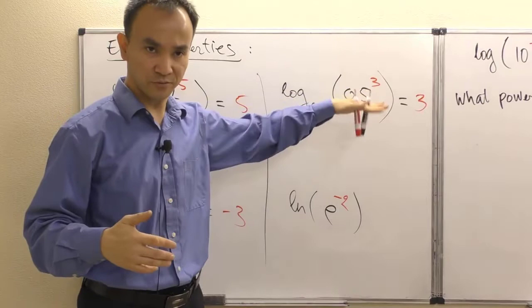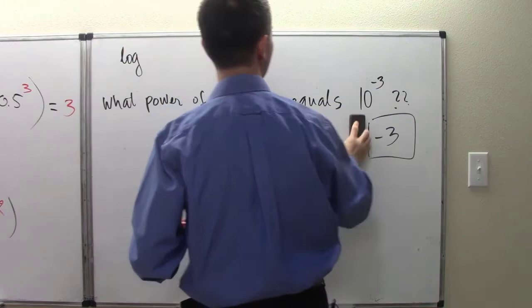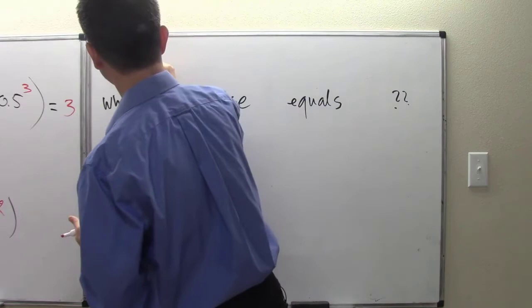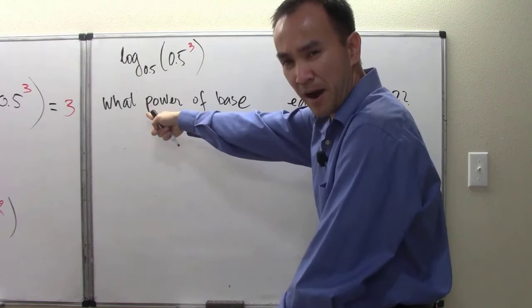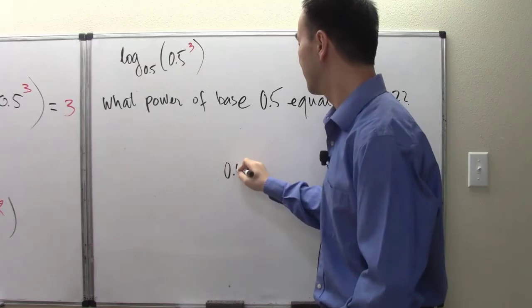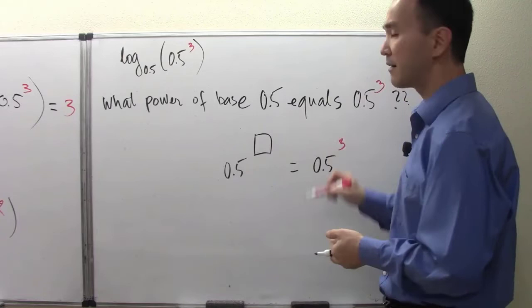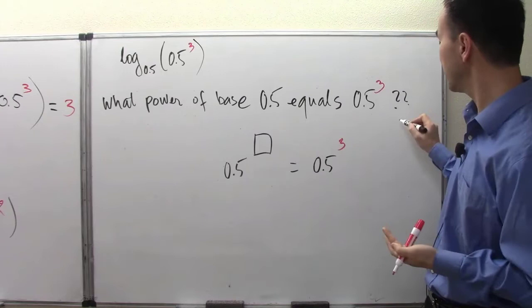Let's come out one more time to the other board. Log base 0.5 of 0.5 to the third power. That's what the question initially was. That logarithm operation means the same as this question: what power of base 0.5 can equal 0.5 to the third power? It seems surprisingly easy, but I recommend doing this so that it always gets your answer so clear. The answer to that has to be 3. What else can it be?